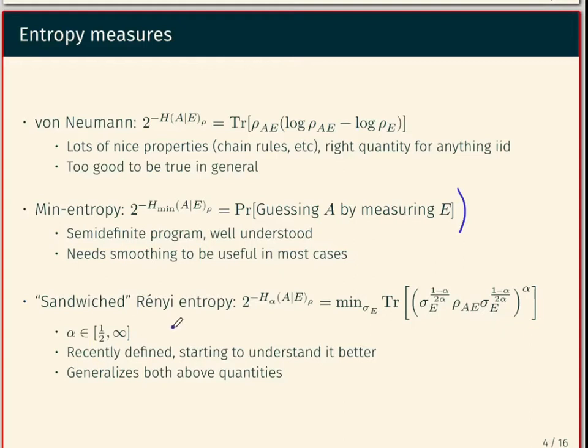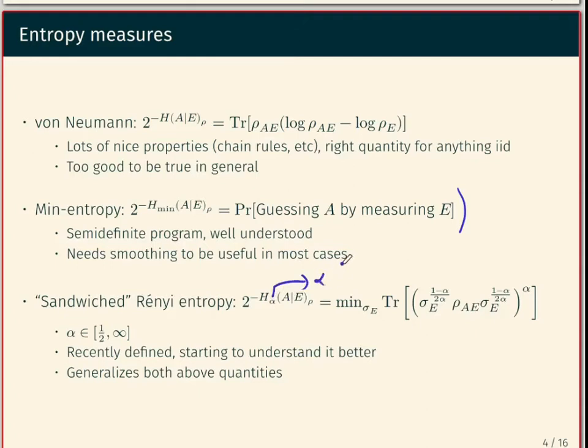Now, the definition we're actually going to use in this talk is something that's been defined a bit more recently, called the sandwiched Renyi entropy. It's defined like this here. I won't get into the details of this. What you need to know about it is that it's a measure of entropy that generalizes these two cases via a parameter called alpha here.